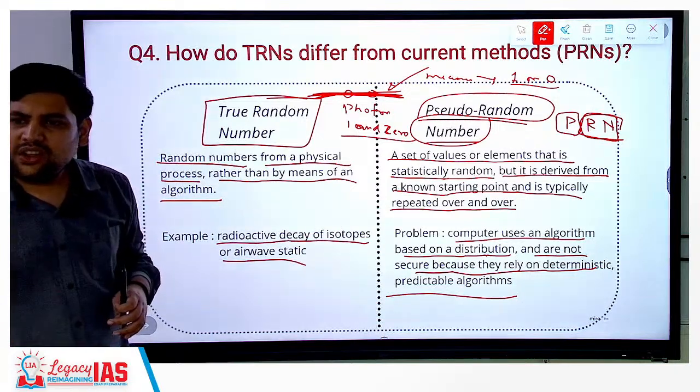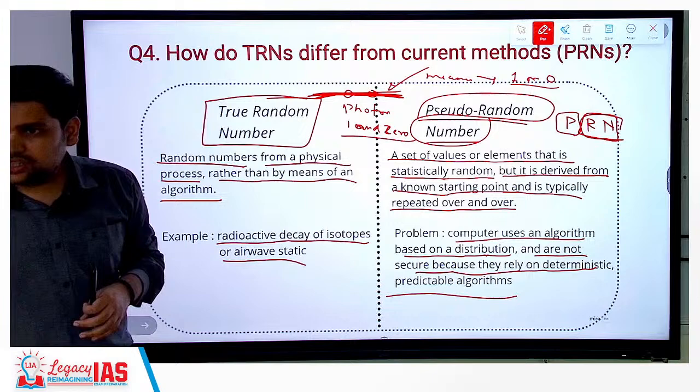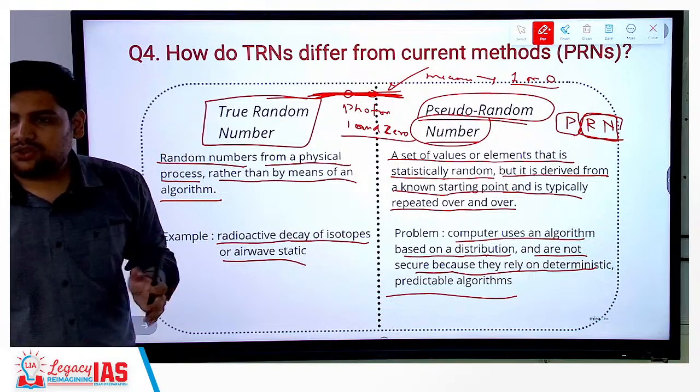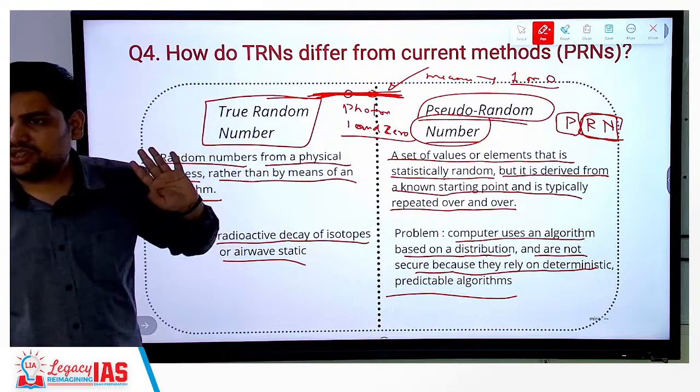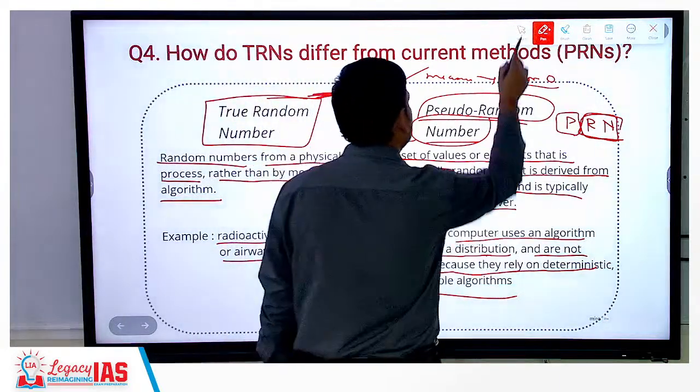So we don't know when what ray will be released at what phase change. That also we don't know. So based on some physical system, we are trying to generate completely random numbers. Now this they have been able to do.